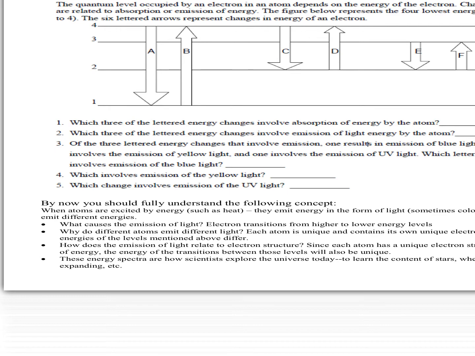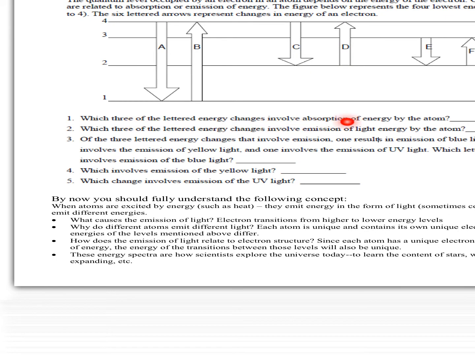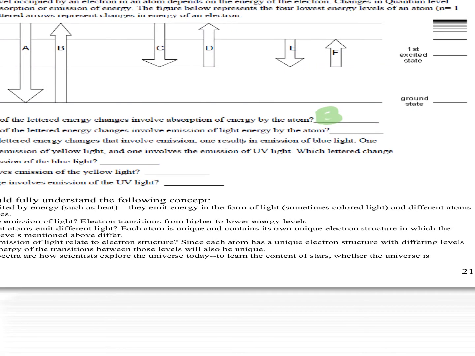So I'll do the first question with you. Which 3 of the lettered energy changes involve absorption by the atom? So there's 3 letters here that show absorption. If my arrow is going down, then the electron is falling. In order for an electron to fall, it must have released energy. So down arrows are releasing energy, up arrows are absorbing energy. Therefore, the 3 that show absorption are B, D, and F.